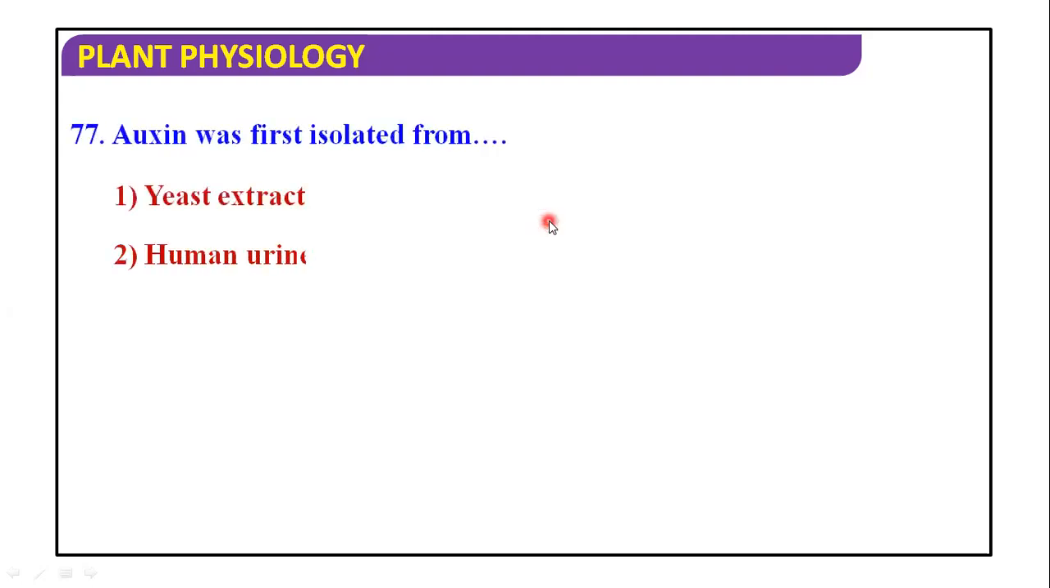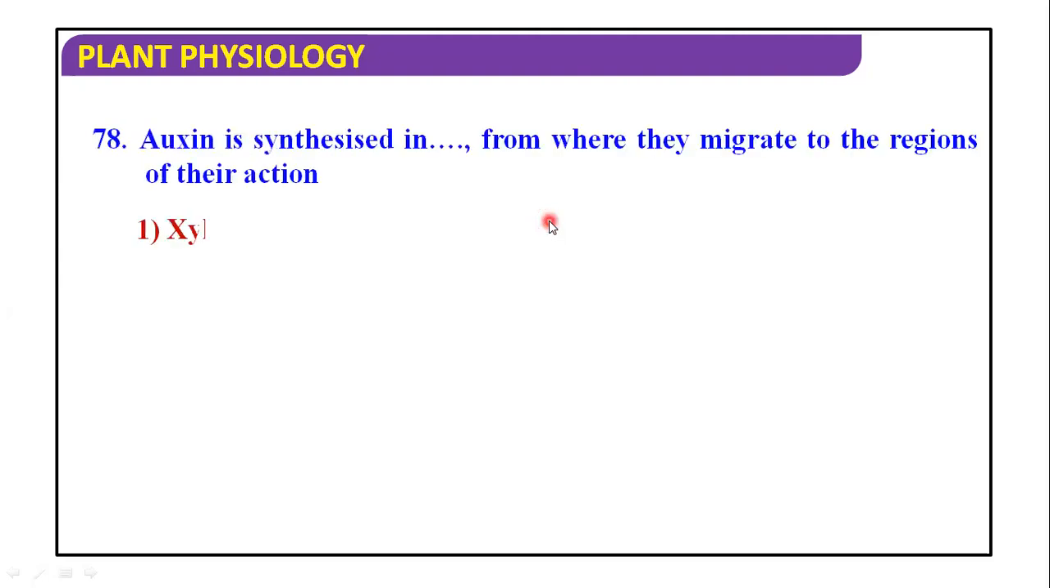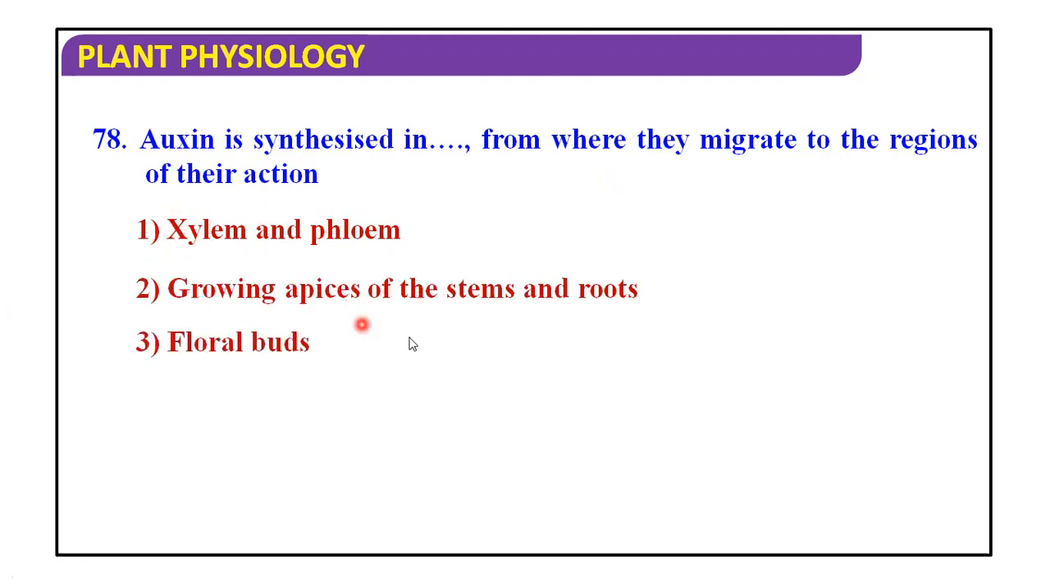Auxin was first isolated from yeast extract, human urine, coconut milk, or vascular tissue. Answer is human urine. Auxin is synthesized in, from where they migrate to the region of their action: xylem and phloem, growing apices of stem and root, floral bud, or older roots. And the answer is growing apices of stem and root.